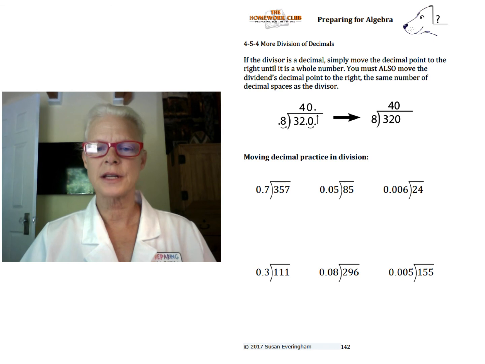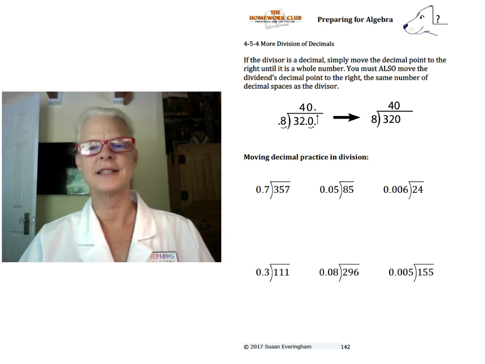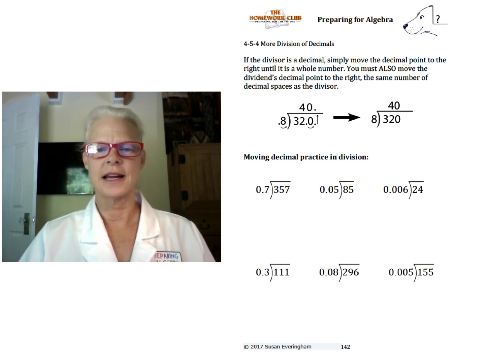So go ahead and move the decimal places as practice in these next division problems.